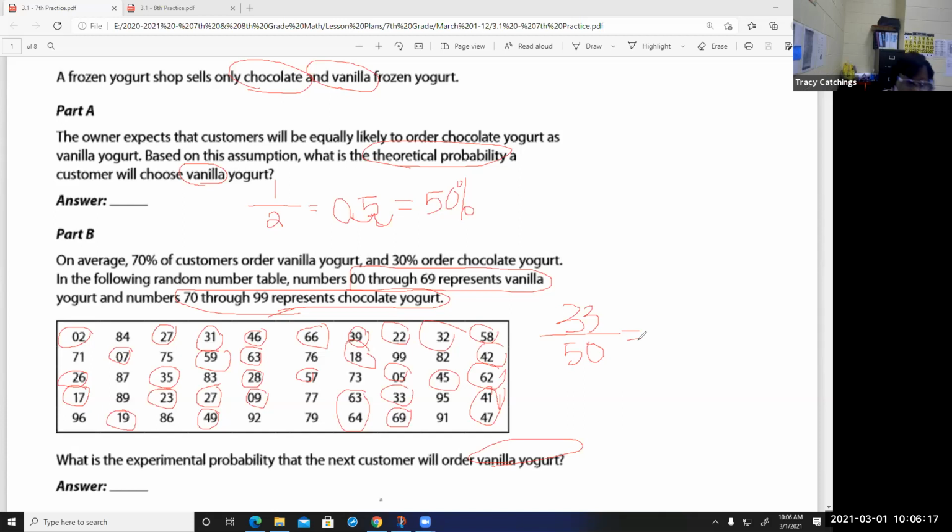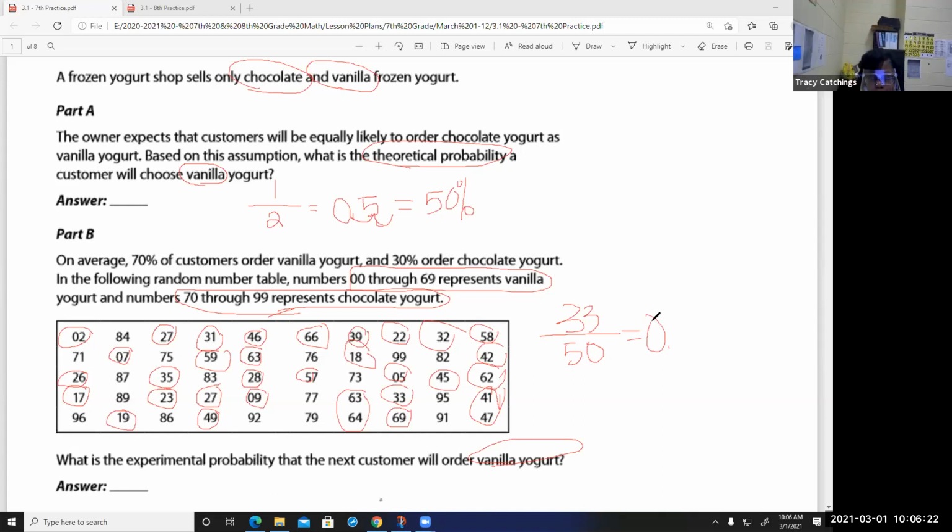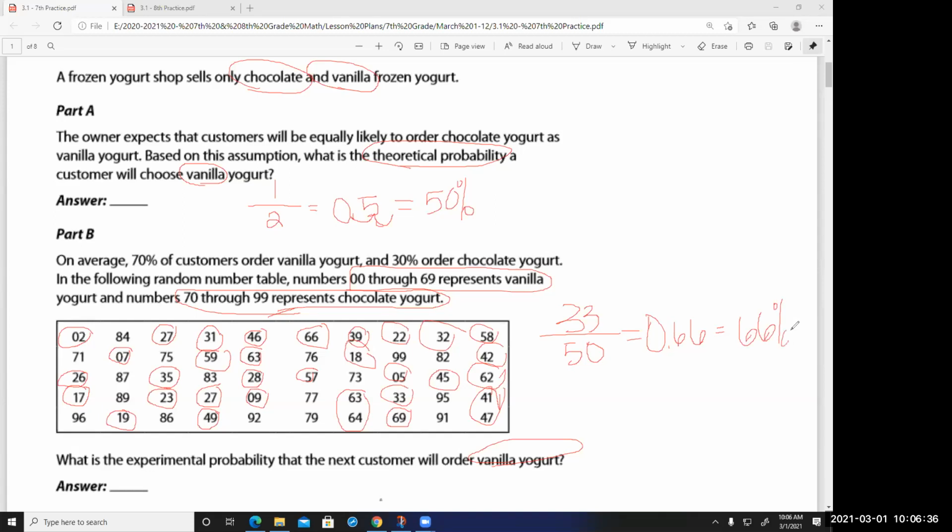0.66. Shift 2 times. 66%. Percent, good.